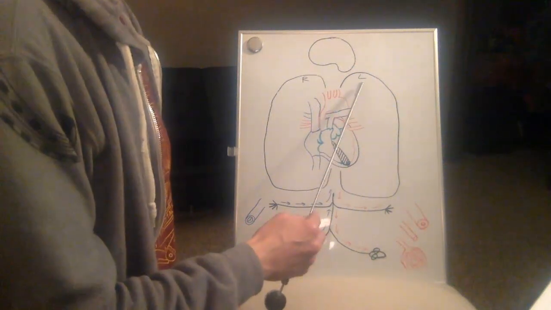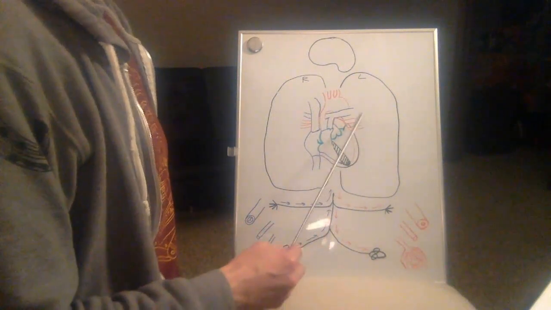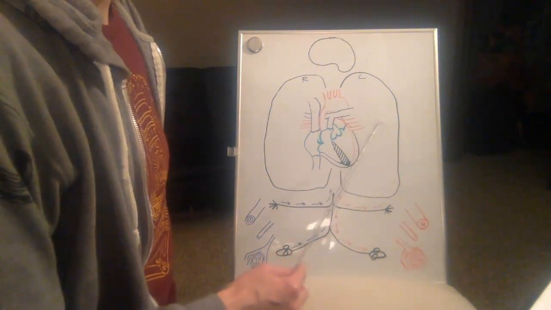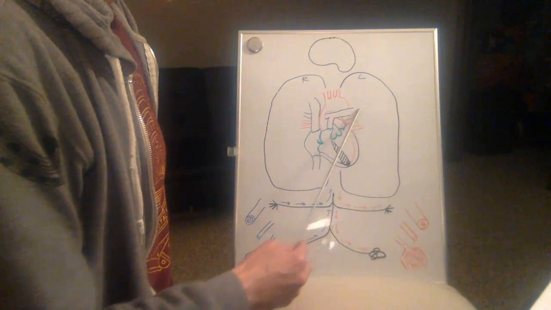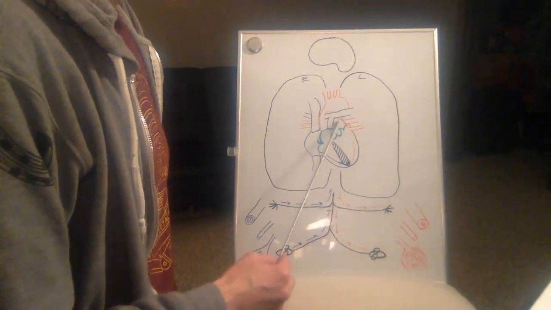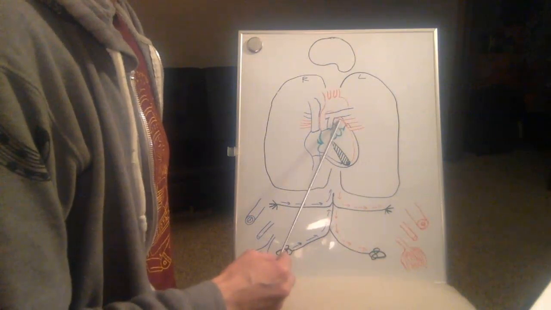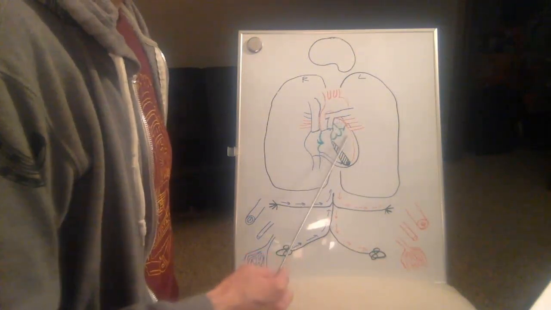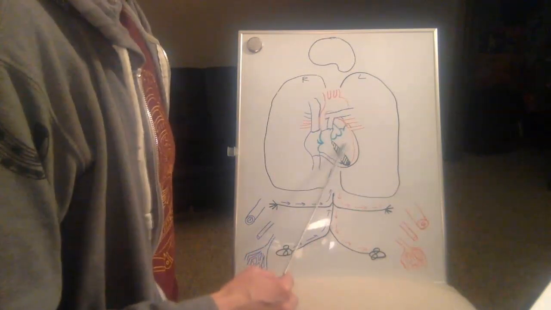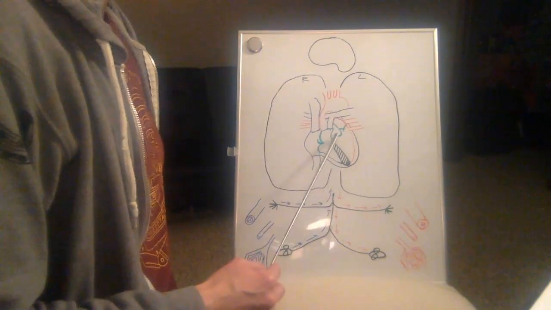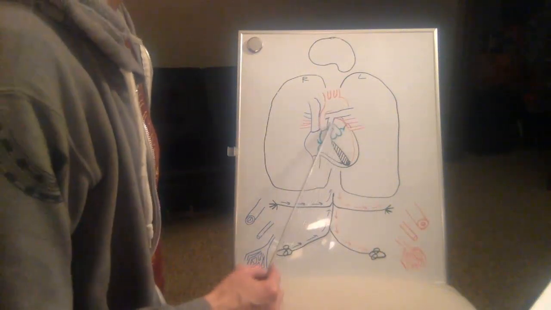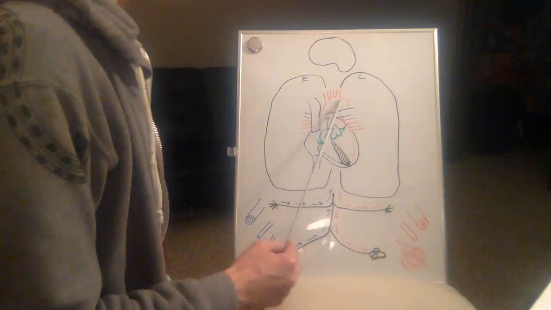So from the lungs, the blood is going to return to the heart via the pulmonary veins. It's going to come back to the heart and enter the atria over here on our left atria. From the left atria, it's going to pass through the mitral valve here into the left ventricle. From the left ventricle, it's going to head out through another valve here. This is the aortic valve. From the aortic valve, it's going to go up through the aorta right here.